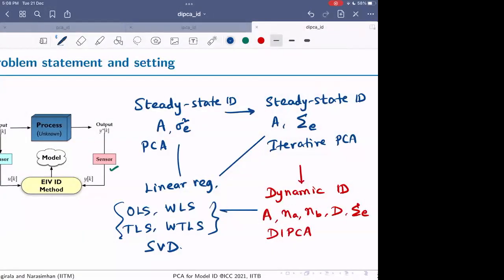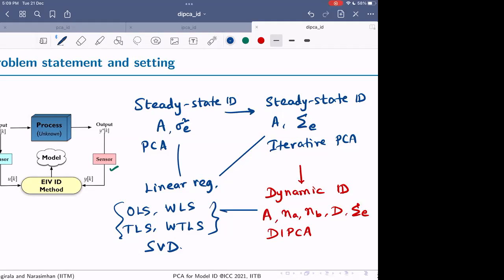Having one constraint among many variables is not going to help us, because we need to estimate sigma E as well. Of course, if you know sigma E, then that identifiability criterion goes away, and the extra redundancy that is required in IPCA goes away.